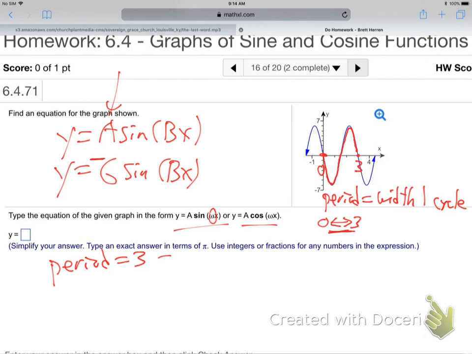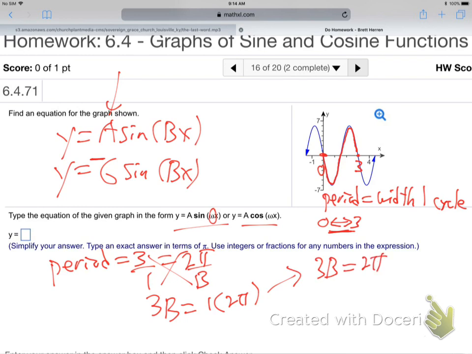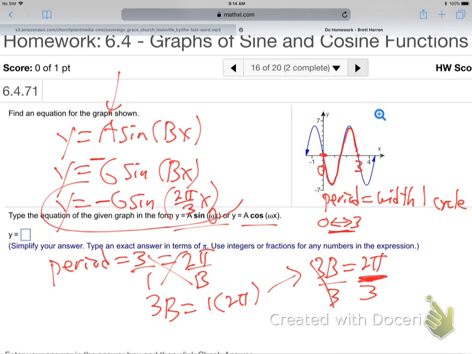So we say period is 2 pi over b, and then put this over 1, diagonal, diagonal. 3 times b is 1 times 2 pi. So bring that over here. 3b is 2 pi, divide by 3. b is 2 pi over 3. So our equation is -6 sine 2 pi over 3x. There we go. We found the equation.